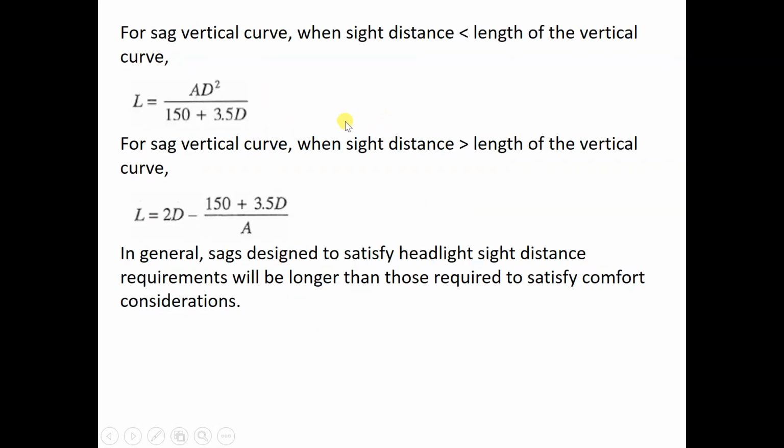So again, we have two expressions for the stopping sight distance. The first one is when the stopping sight distance is less than the length of the vertical curve. So we got a one term expression. When the stopping sight distance is greater than the length of the vertical curve, we have this expression which has two terms. You got two terms here, 2D in front, and then another expression in the back here. So how do we determine which one to use?